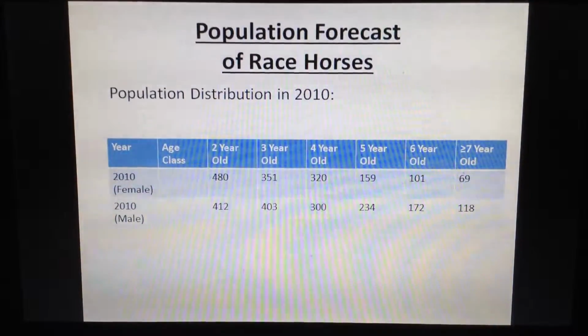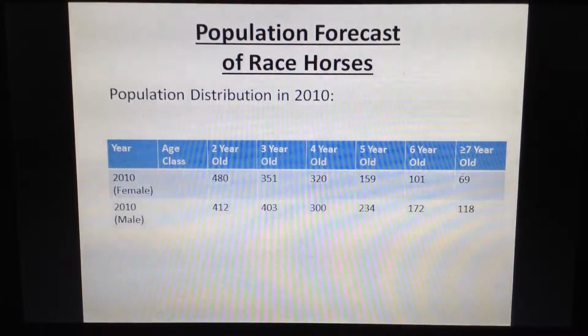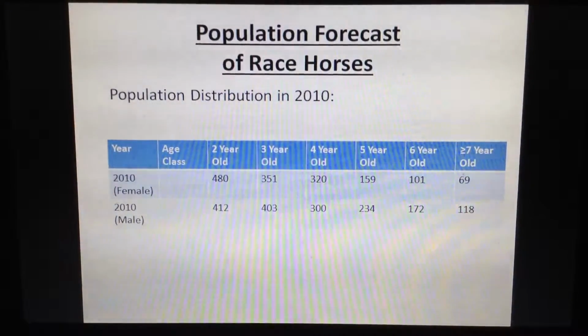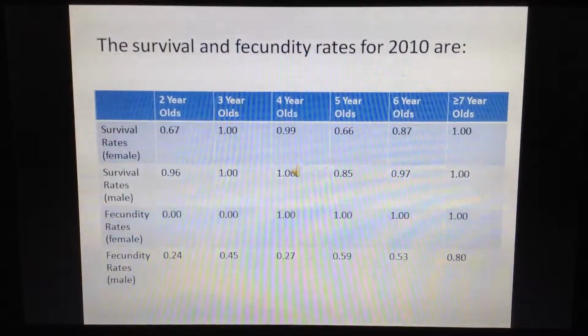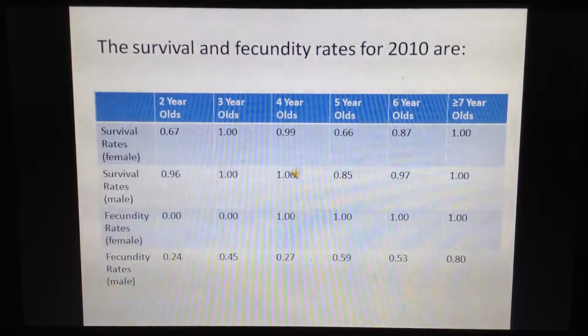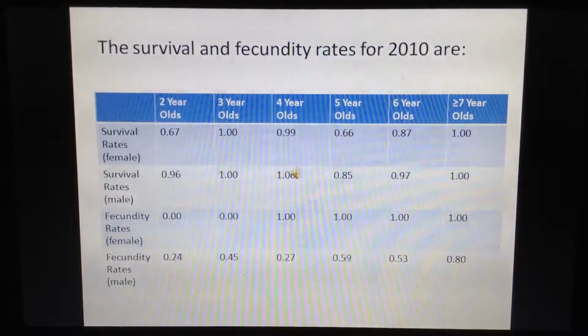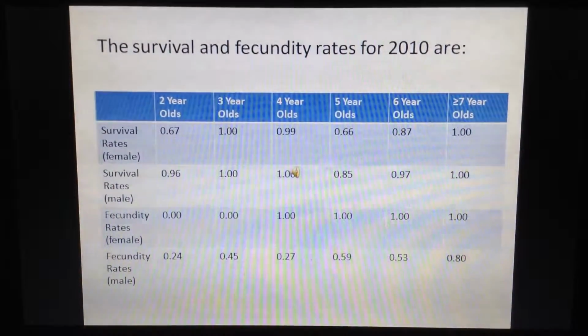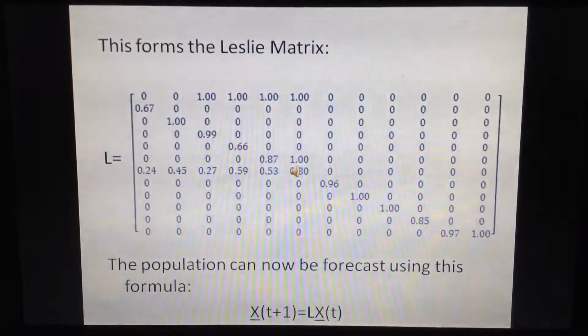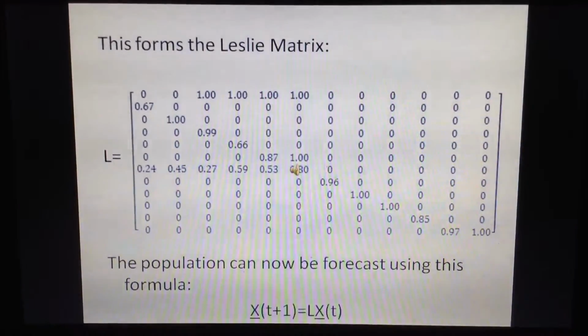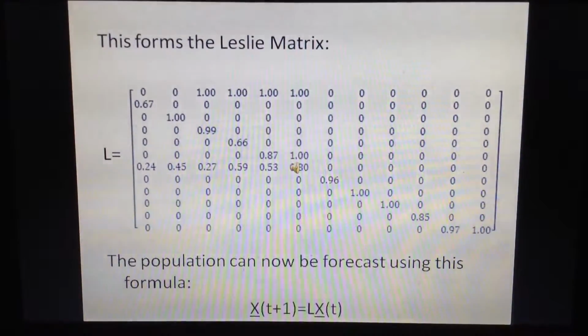Population distribution of horses in 2010 is shown on screen. The survival and fecundity rates of male and female racehorses can be used to produce a two-sex Leslie matrix. This matrix can now be multiplied by the initial population distribution.